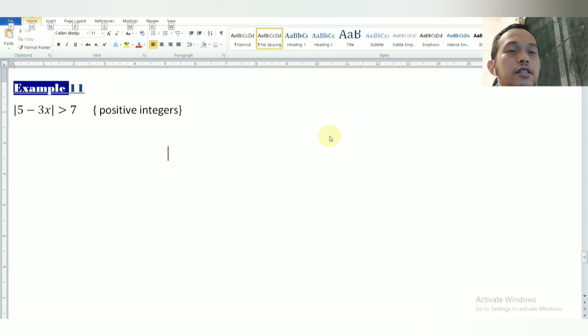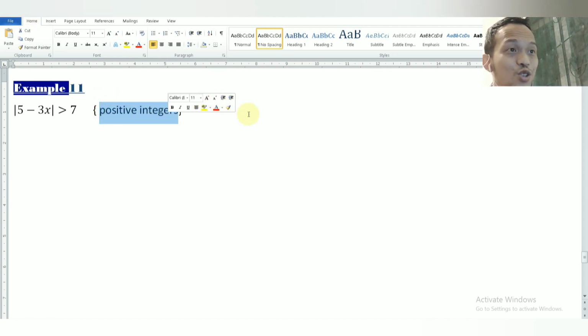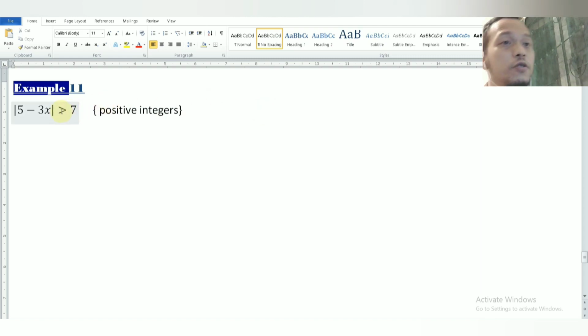In this last example, we will still use the absolute value sign and inequality, and this is your problem, and the domain will be positive integers. If we look at the problem itself, the absolute value sign again shows the distance. It means the distance of 5 minus 3x from the origin, from 0, must be greater than 7 units.